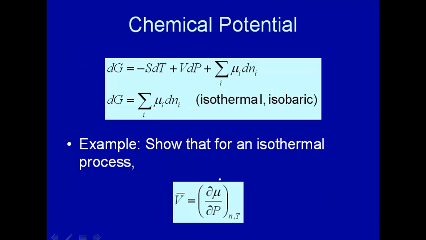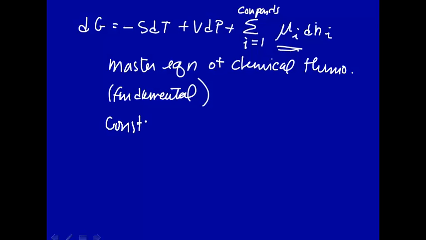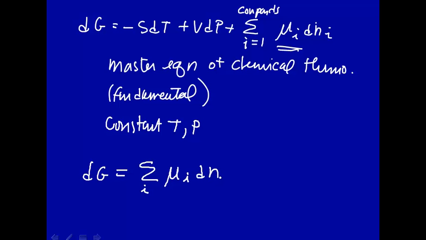Now with that, one more point is this. At constant temperature and pressure, constant temperature, that goes away, constant pressure, that goes away, the Gibbs free energy change is just the sum over all the components in the system of their chemical potential times the change in the number of moles of that particular substance. And equilibrium will be when dG is 0, or when you sum all these chemical potentials up, they'll be equal to 0.